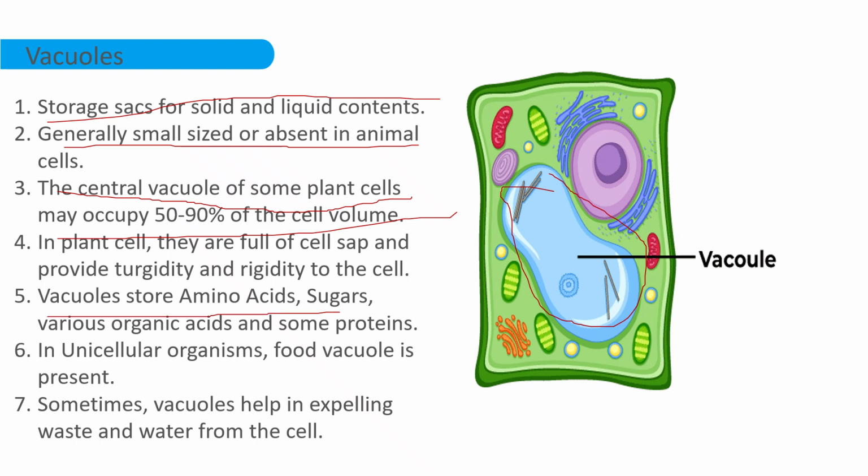Vacuoles store amino acids, sugars, various organic acids, and some proteins. In unicellular organisms, a food vacuole is present, like in amoeba. Amoeba has only one food vacuole. Sometimes vacuoles help in expelling waste and water from the cell. Again, we can see the example of amoeba.